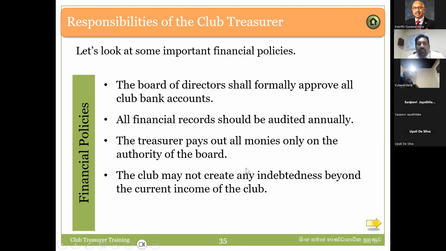And let's look at some important policies. As our previous speaker explained, the board of directors shall formally approve all the club bank accounts. They will approve the payments, what is to be done, how it is to be collected. But at the end of the day, issuing the check is a responsibility of the treasurer, right? And there will be two authorized signatories to all the bank accounts, and one should be the treasurer. It's compulsory. The treasurer can sign along with the secretary or president.